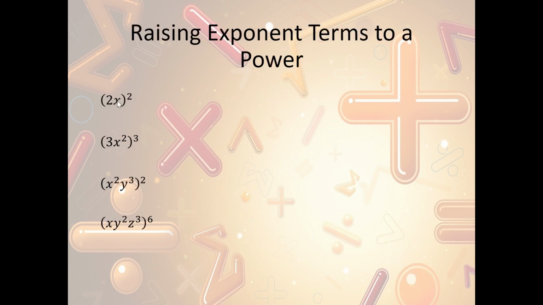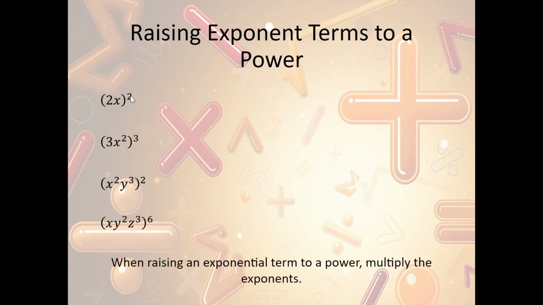Now what if we have the coefficient and variable inside of parentheses and the power outside? Well, when we do that, we're going to raise the power by multiplying the exponents. So in this case, we have 2x, and this is x to the first, and we're going to multiply the powers for each of these. So this is really 2 to the first power times 2, and x to the first power times 2. So that's really 2 squared times x squared. Well, 2 squared is 4, and x squared is just x squared, so it's 4x squared.